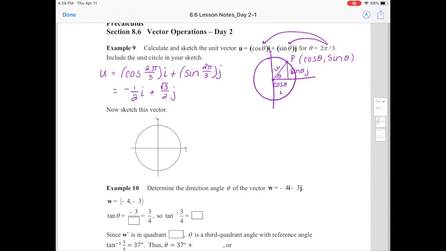And now we want to sketch this vector. We had our general idea as a reminder, and now using our vector ideas, we can start at our origin and find our point on the unit circle, where we would have negative half i and the point square root 3 over 2 j. From here to here would be u, and from here to here is our theta, with theta being 2 pi over 3.